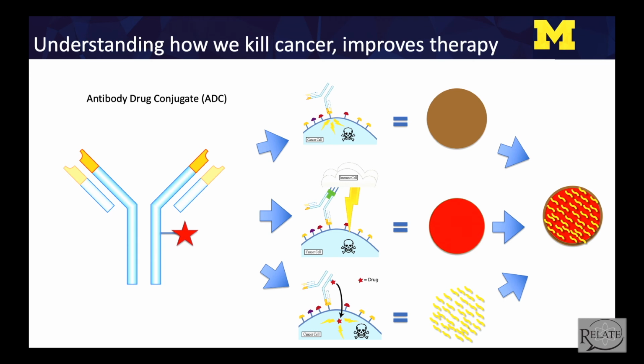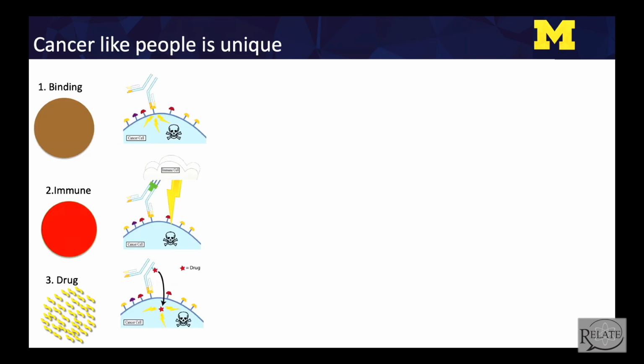So now we have these three building blocks that we can use to develop the perfect drug or the perfect pizza. But just like people, cancer is unique. It doesn't always like the same thing. Just like if I polled a room and asked what their favorite pizza type would be, not everyone would say cheese or pepperoni. There'd be a lot of different options.